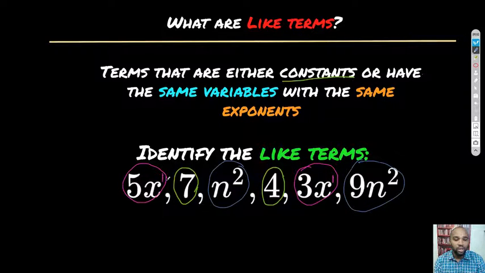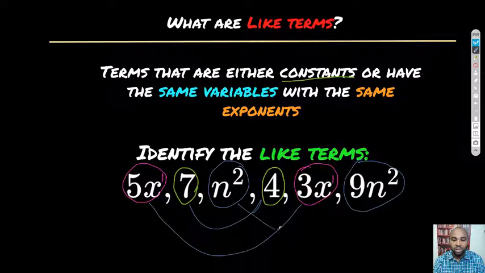Well, if you put all these together, we have 3 different types of terms. Of course, we have 6 individual terms, but 3 different types. We have ones that are just constants, as we saw here. And then we have some that have x to the first power, and we have others that have n squared as a variable.